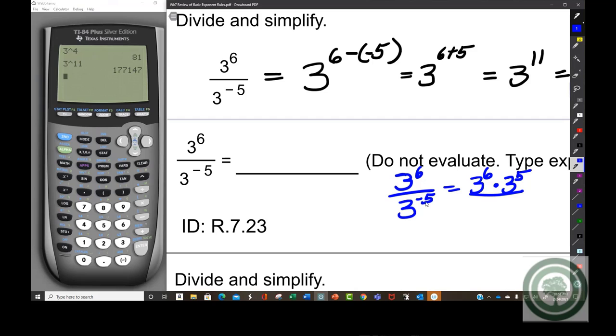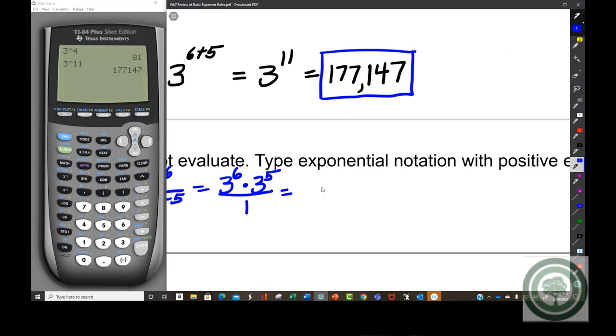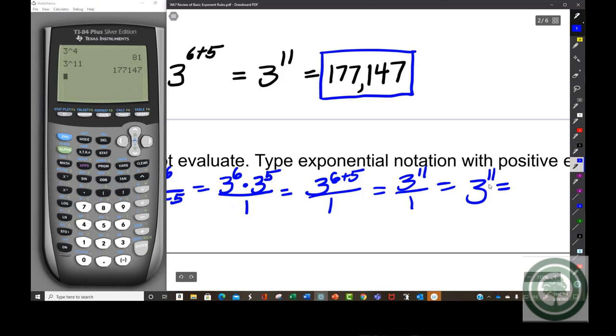Change of location. If your negative exponent occurs in the denominator, then move the base up to the numerator, and that will give you a positive power. But now I don't have anything down here, sort of. I actually have a 1. So this is going to be 3 to the 6th times 3 to the 5th, which will be 3 to the 6 plus 5 over 1. But of course, over 1, I mean, really? 3 to the 11th power, and we know what that is, over 1, which is the same thing as just 3 to the 11th power, which we now know is 177147. Of course, you would have to get the same answer.